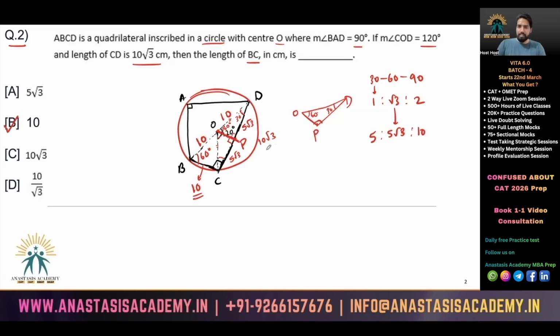Or you could also solve this by using the Pythagoras theorem. From that, BD square would be equal to BC square plus CD square. BD is 20, so 20 square is 400, and CD square is 300. So we get BC square as 100, and the value of BC comes out to be 10. So the correct answer is option B.